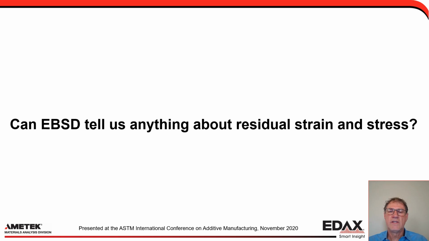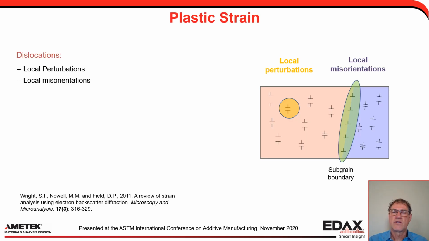So what can EBSD tell us about residual strain and stress in our material, which can be a big deal in additive manufactured materials? So first off, we need to understand what we can measure with EBSD. And so let's first start with dislocations. There's really 2 types of dislocations we think about when we think about EBSD. So there's local perturbations, but they kind of cancel each other out in a sense. Whereas there's local misorientations, such as at a subgrain boundary, and those we can see quite well with EBSD, because what EBSD can measure are misorientations.